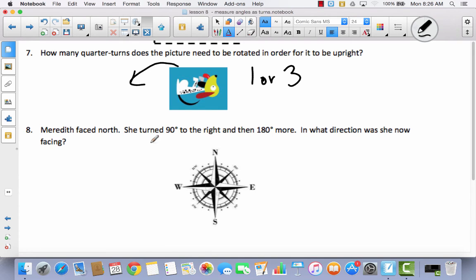All right, see if you can read number 8 all by yourself, and then come back and let's check it together and see if you have it correct. Meredith faced north. She turned 90 degrees to the right, and then 180 degrees more. What direction was she now facing? Okay, so she's facing north, and then she makes a 90-degree turn. So that 90-degree turn would make her facing east.